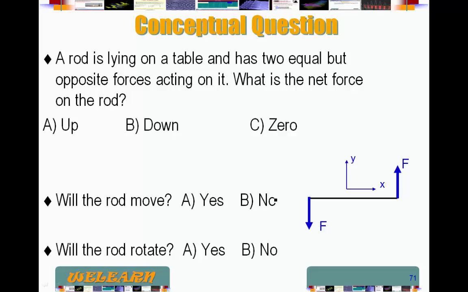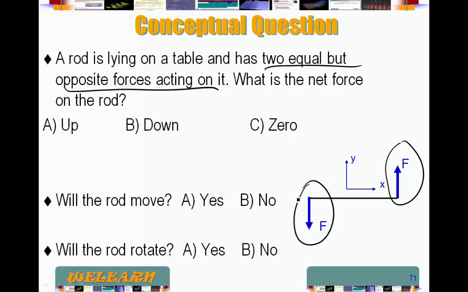Now, this is an interesting question. We have a rod that's lying on a table. It has two equal but opposite forces acting on it. The first question, what is the net force on the rod? Okay. Since these two forces are equal and opposite, the net force should be 0. No question about that.